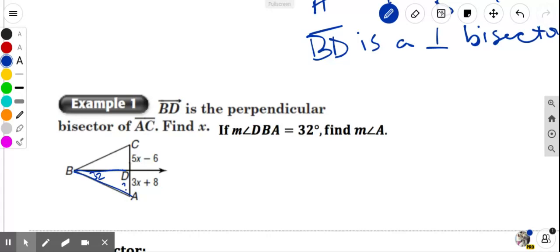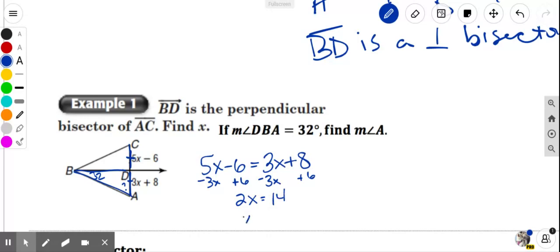Let's do X first. So if this is a perpendicular bisector, these two segments are congruent, CD and DA. So what would we do? Set them equal to each other. Remember, anytime 2 values are equal, you're going to set them equal to each other. Then we're going to solve for X. So I'm going to subtract 3X from both sides and then add 6. So that's going to be 2X equals 14, and X is 7.